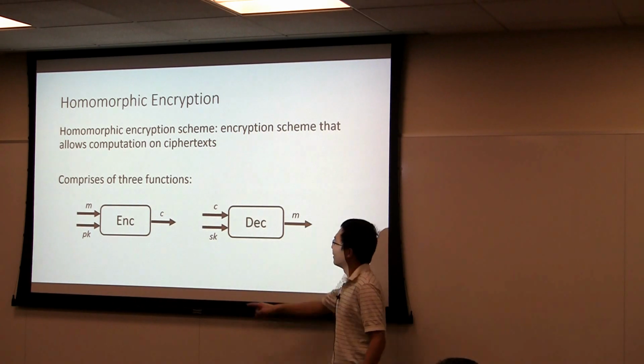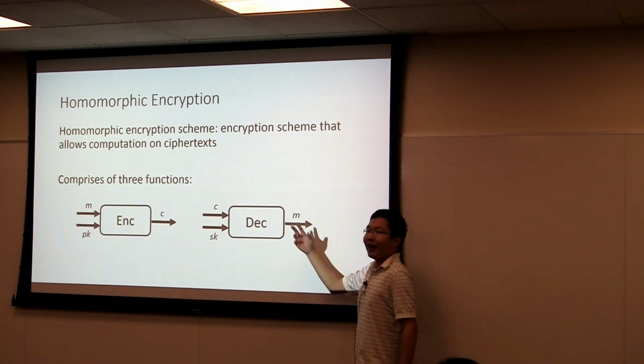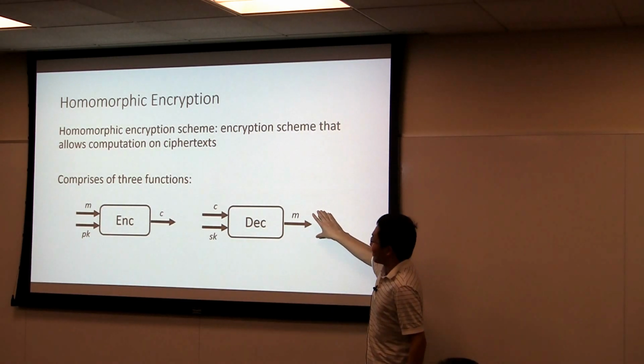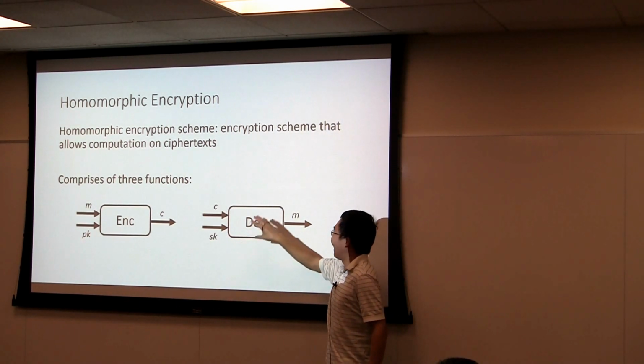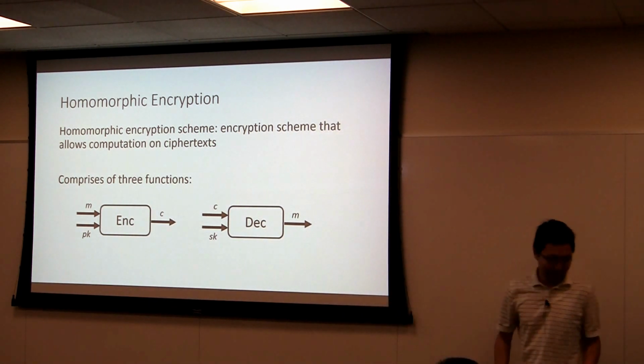So this is a secret key function. This is a public key function, in contrast. And it produces the original message M. So the correctness property of an encryption scheme is that if I encrypt a message M and I apply the corresponding decryption function, I better get the same message M back. Otherwise, it's not very interesting.